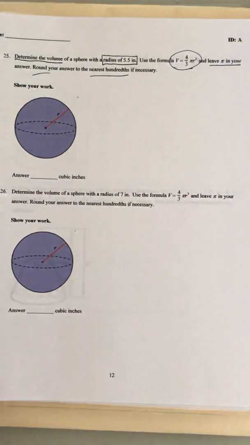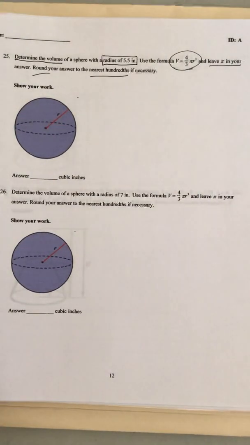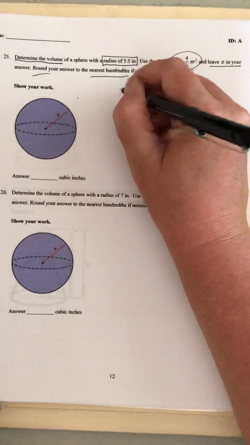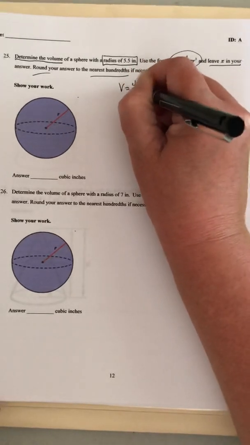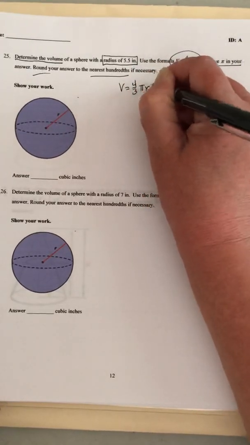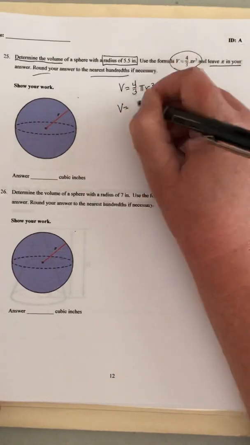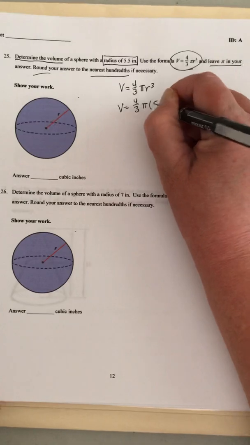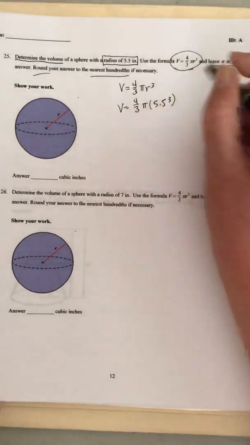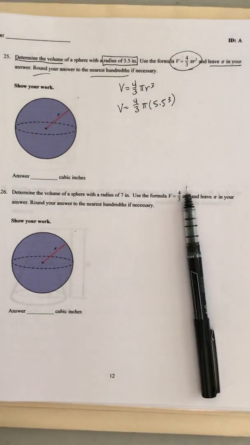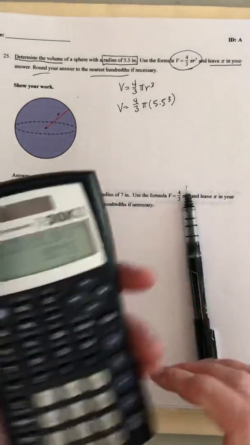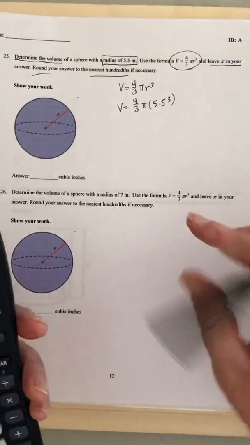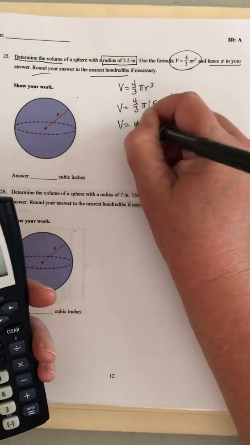Okay, so here we go. Start off with our formula. We have volume equals 4/3 pi r cubed. So volume equals 4/3 pi times a radius 5.5 cubed. Okay, grabbing my calculator. I'm going to leave pi out there. Pi is going to just go out in front here.